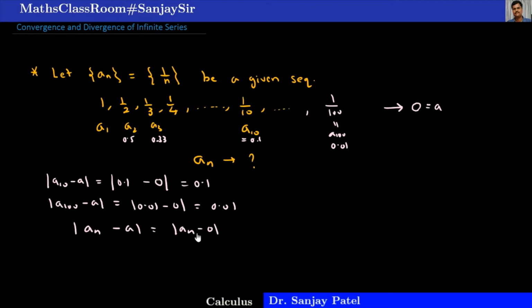Can we make this distance or this difference less than a given positive number, any positive number, and that arbitrary positive number we denote by the symbol epsilon. So if epsilon is any, say, positive small number, then my question is, can we choose the term number n so that after that term onwards, the difference between the term an and the number 0 can be made less than the given epsilon, where epsilon is a very, very small number.